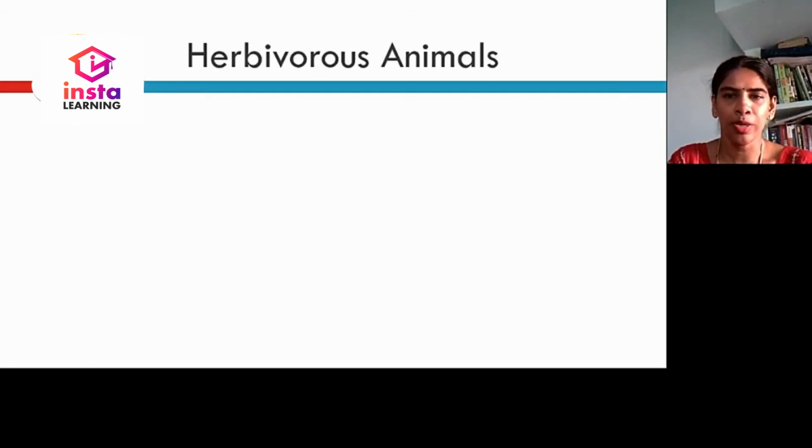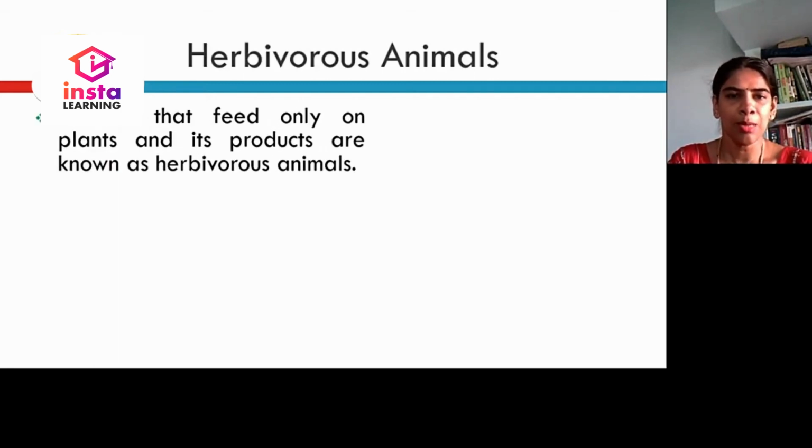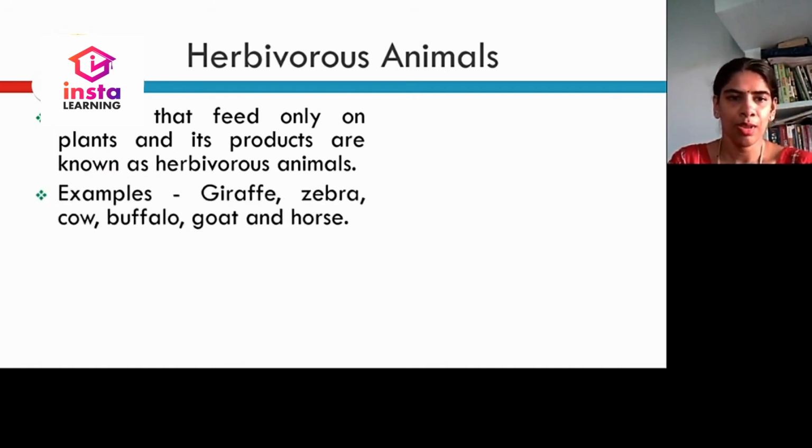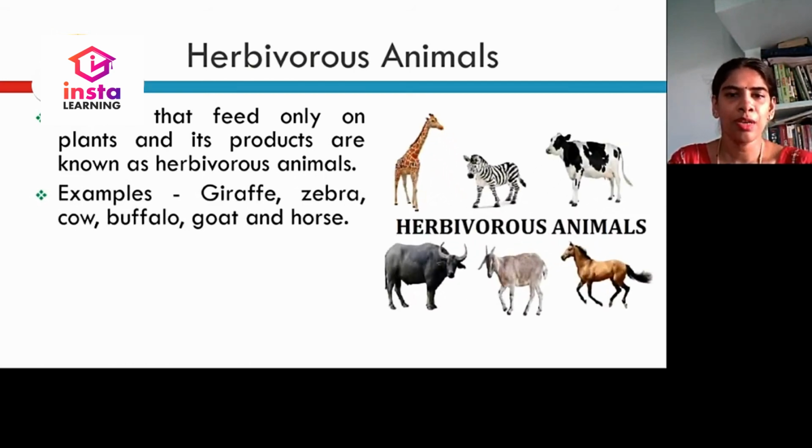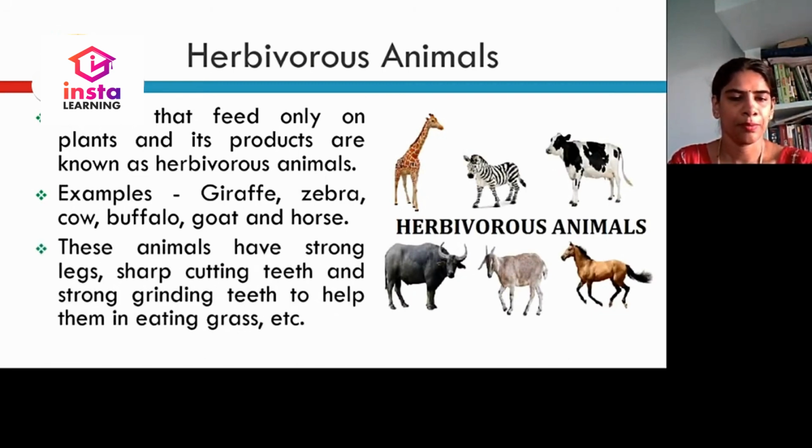First is herbivorous animals. Animals which feed only on plants and their products are known as herbivorous animals. It includes giraffe, zebra, cow, buffalo, goat, and horse. These animals have strong legs, sharp cutting teeth, and strong grinding teeth which help them to eat grass.